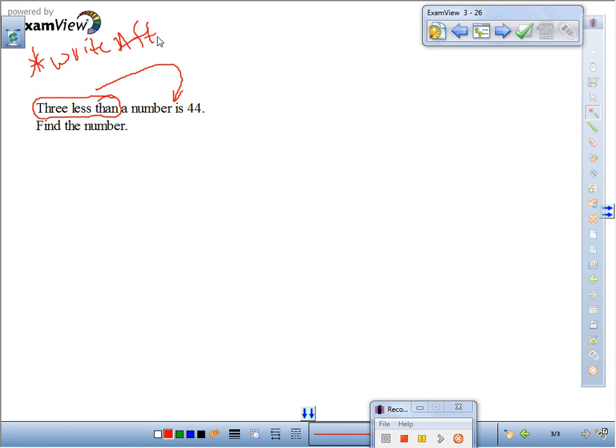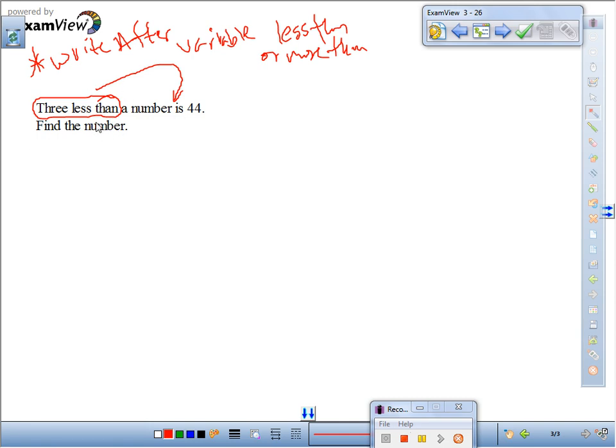After variable. When do we do that? When it says less than or more than. When it says increase or decrease, you do not do that.